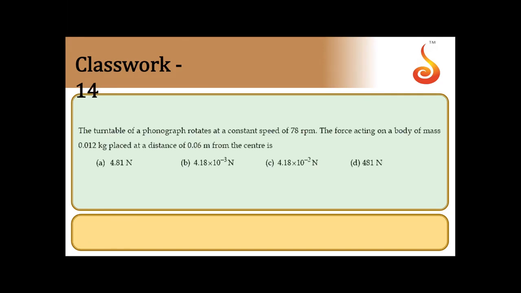Okay, we shall move on to the next one. The turntable of a phonograph rotates at a constant speed of 78 rpm. Rpm means rotations per minute. The force acting on a body of mass 0.012 kg placed at a distance of 0.06 meter from the center is? So the rotational speed is given 78 rotations per minute, and the distance from the center is given, it is 0.06, mass is given 0.012 kg.